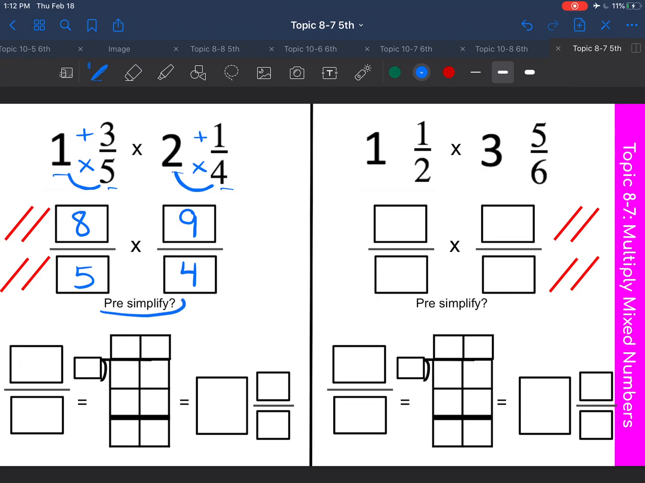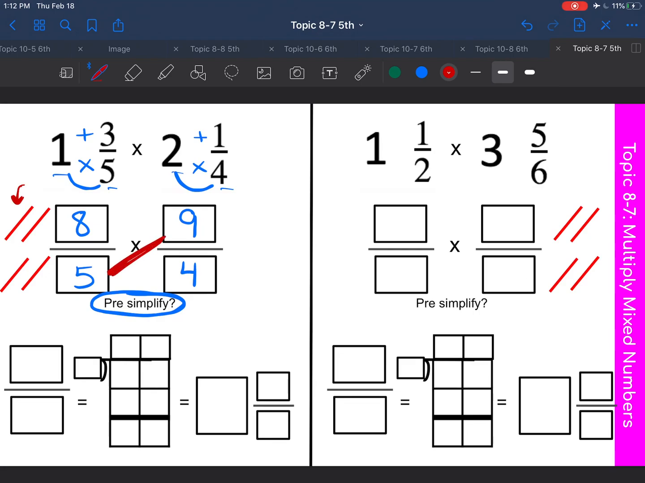And right here, pre-simplify, question mark, okay? You always want to look, just like we had before, if you can pre-simplify. It will help you in the long run, okay? So there's these slash marks over here that you can use to cross out the number. So let's look this way.